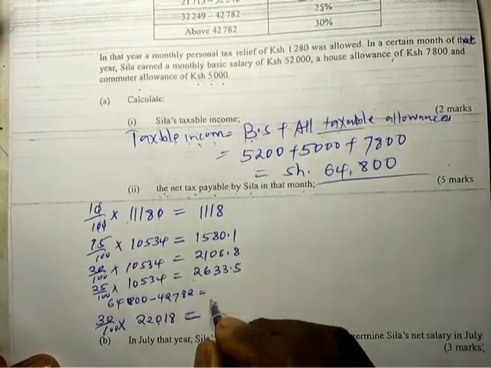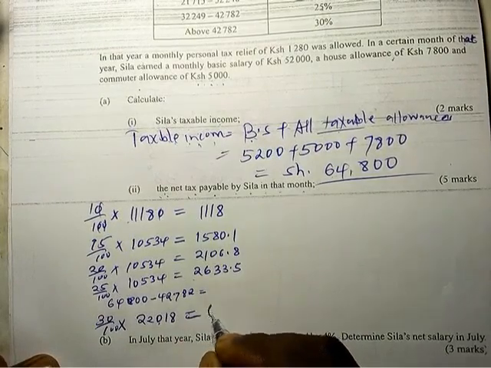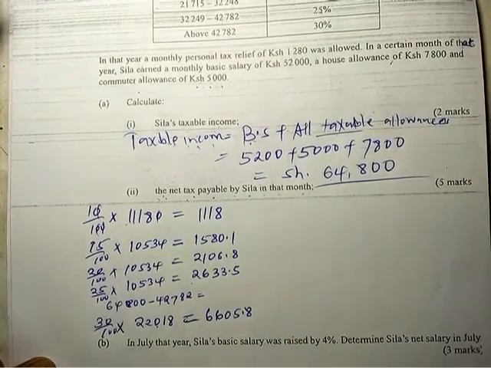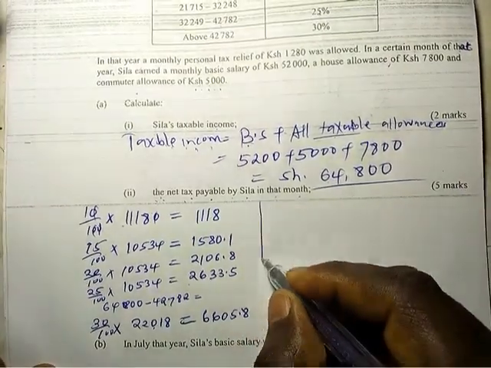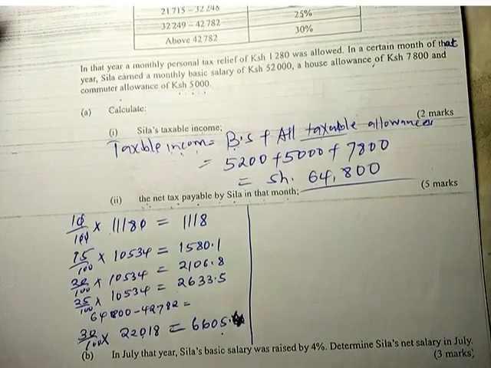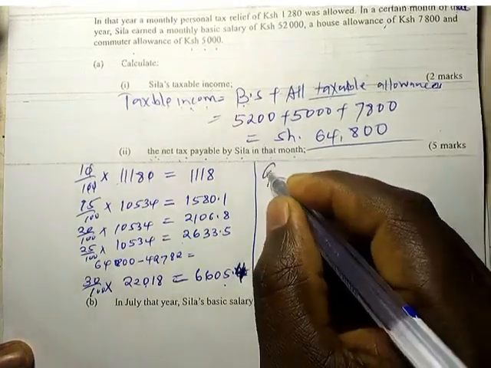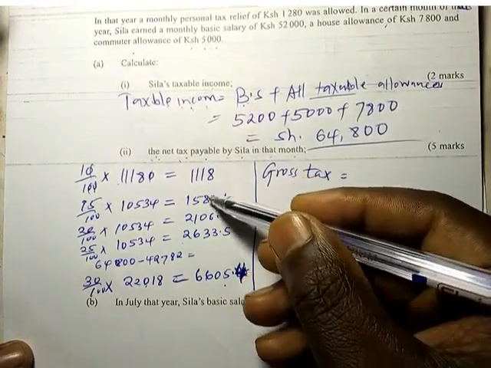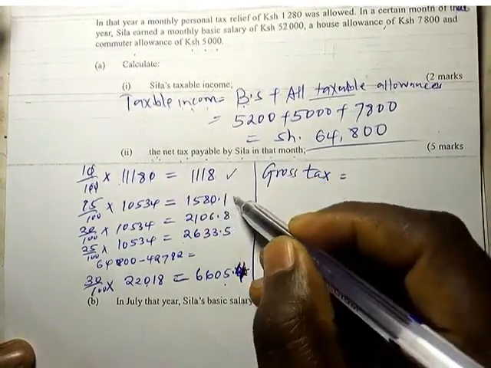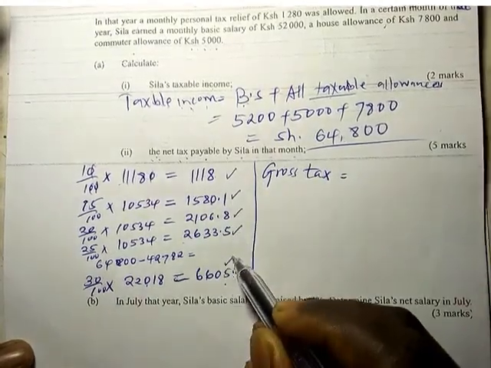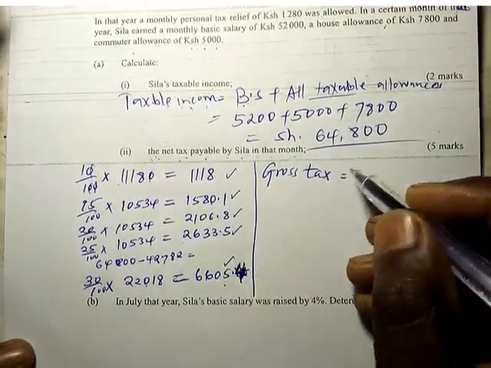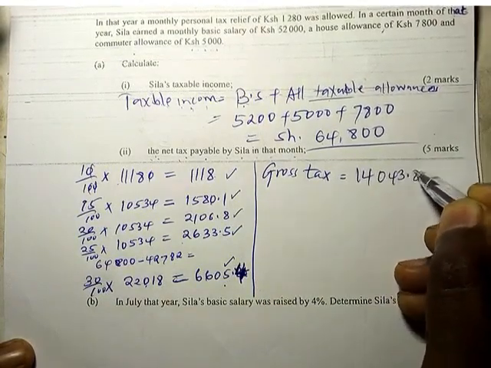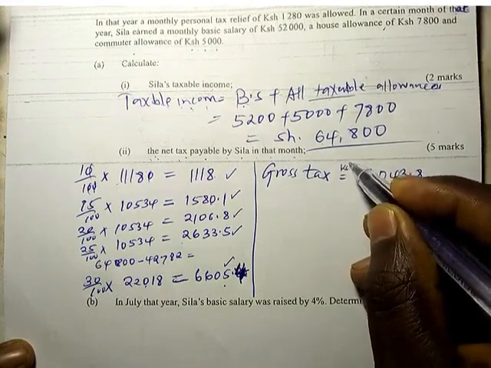So you get the tax of 6605.8. So the next thing now is gross tax. You add this tax, this one, and this one. That will give us the gross tax. So that one will give us 14,043.8 Kenya shillings.